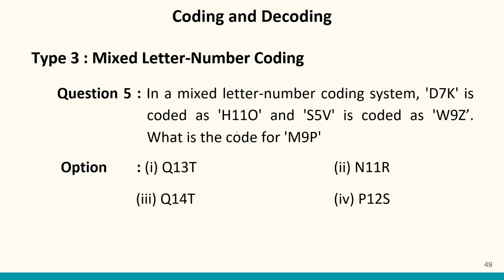Now this one, again let us check with the numbers. 7 plus 4 will give me 11. 5 plus 4 will give me 9. So 9 plus 4 will give me 13. So my answer will have 13. So I can clearly eliminate all these 3 options and my answer will be option number 1, which is Q13T.